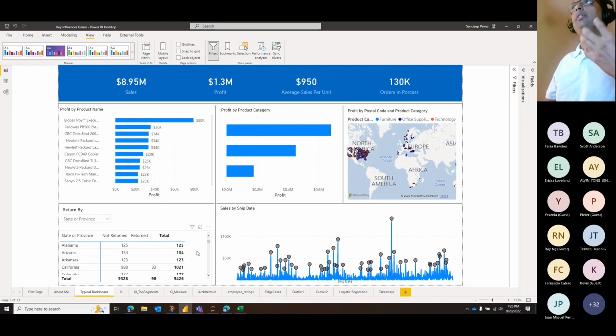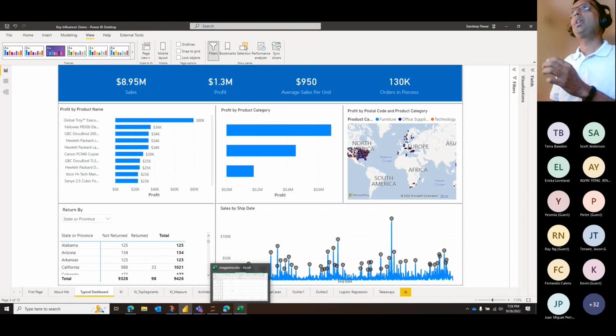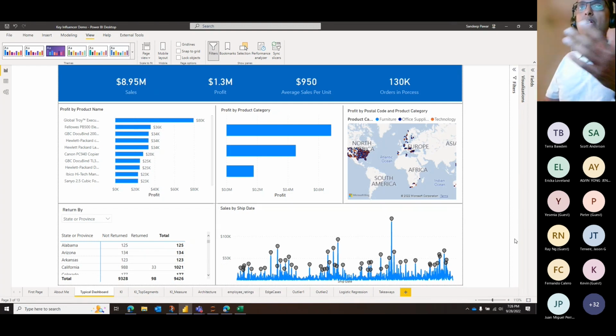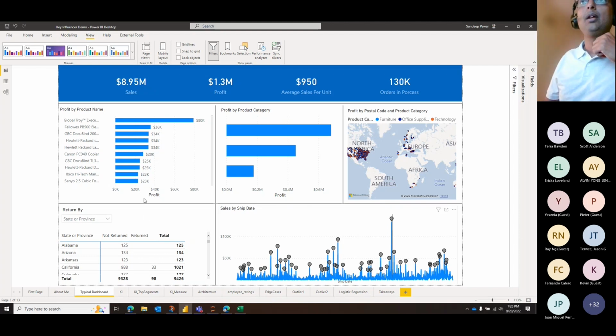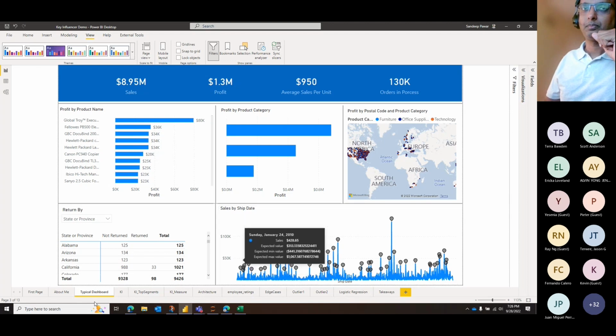And this is where the key influencer part comes in. This is one of those visuals that will help you and your business users get some insights into the data, so that you can achieve that speed to insight. It won't be the whole insight, but at least it will give you some guideposts, some direction as to where maybe you should start looking, instead of randomly slicing and dicing the data.